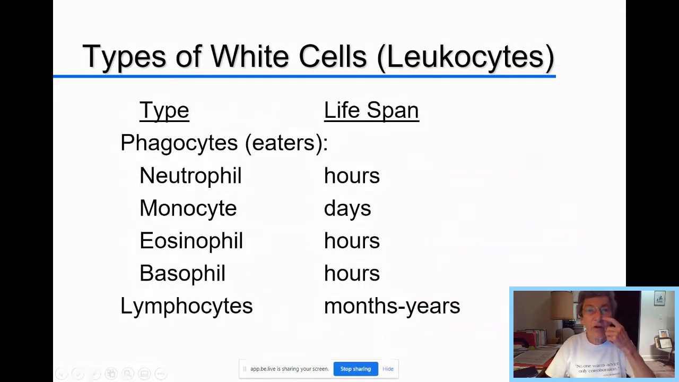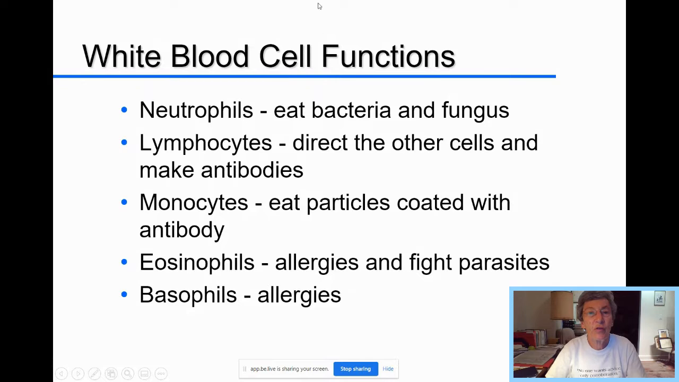There are a variety of kinds of white cells, also called leukocytes. Many are phagocytes, or eaters, phago meaning eat: neutrophils, which last a matter of hours, monocytes, days, eosinophils and basophils, which are different kinds of white cells, can live for hours, and lymphocytes can be very long-lived and live between months and years. The function of white blood cells is shown here.